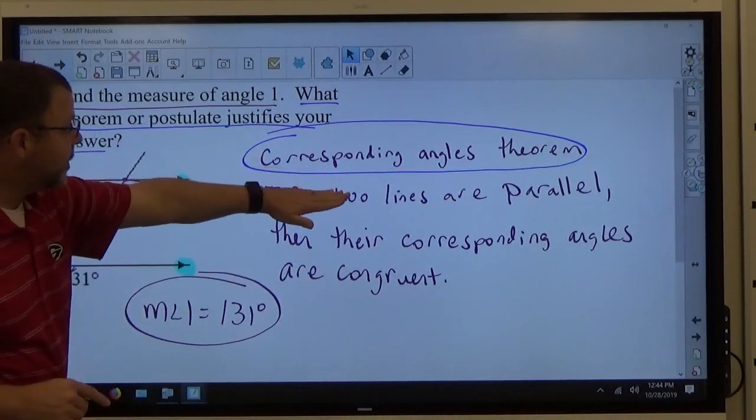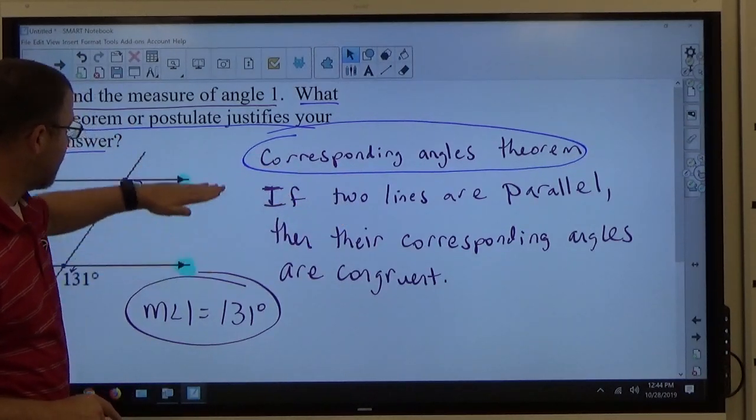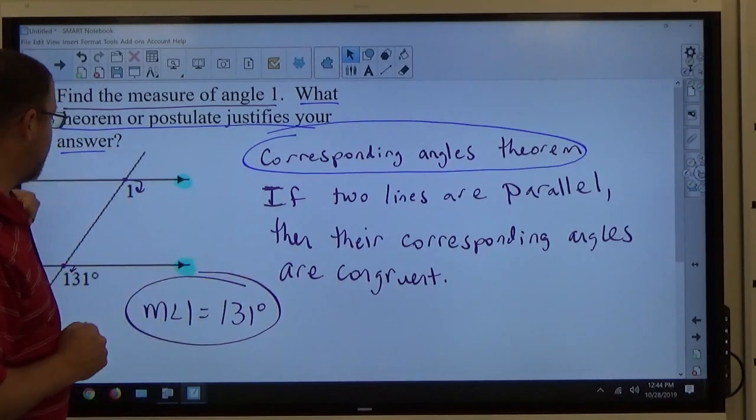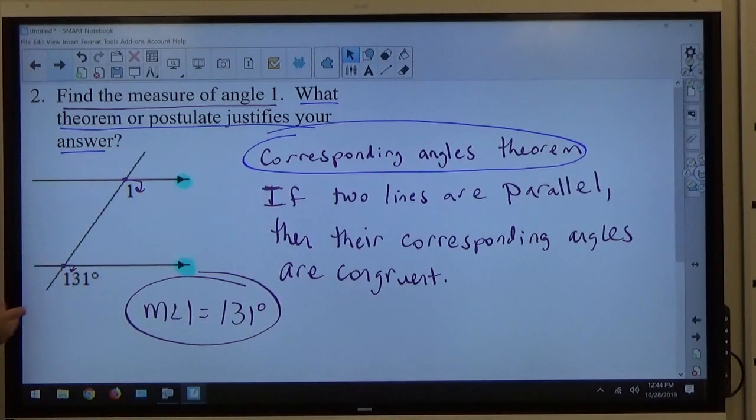But this says lines have to be parallel. As you can see, the lines are parallel. We're allowed to make the conclusion that the corresponding angles are congruent, therefore equal measure. On the test, you can expect some pair of angles, either corresponding, alternate interior, alternate exterior, or same side interior angles to allow you to create some equation to figure out the missing angle measure.